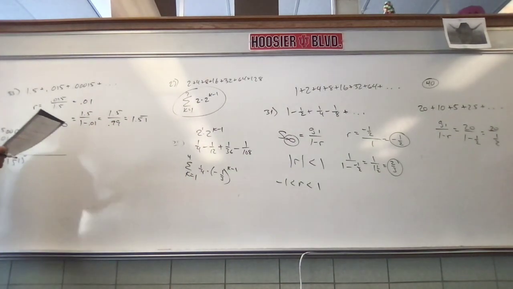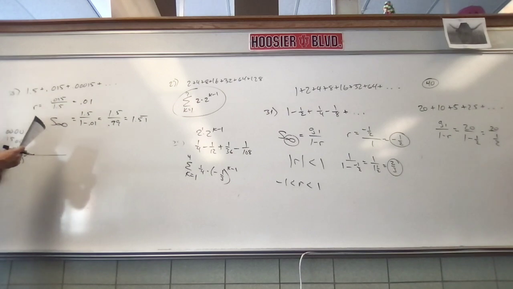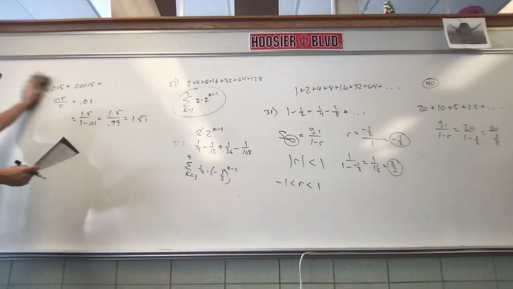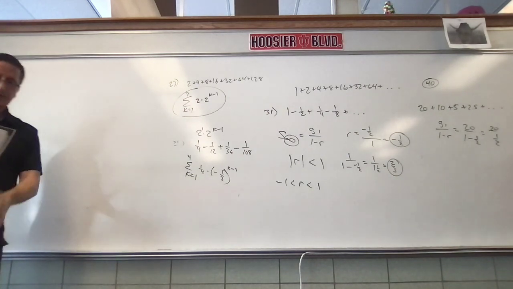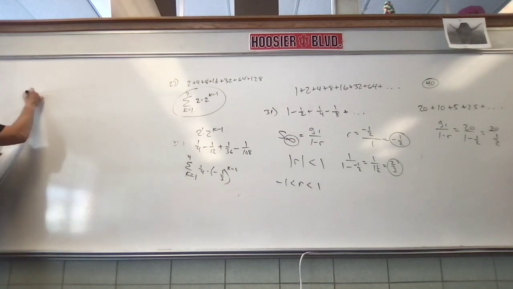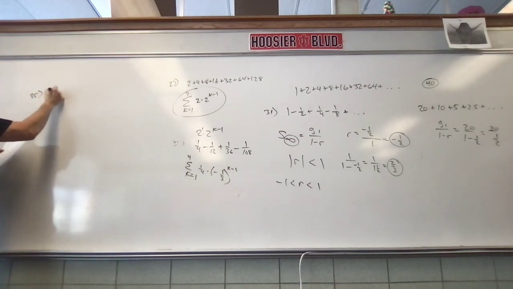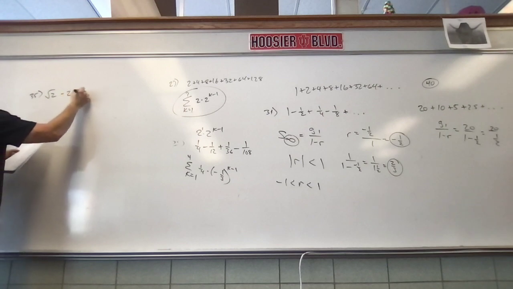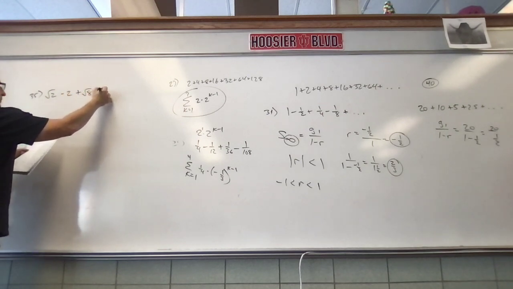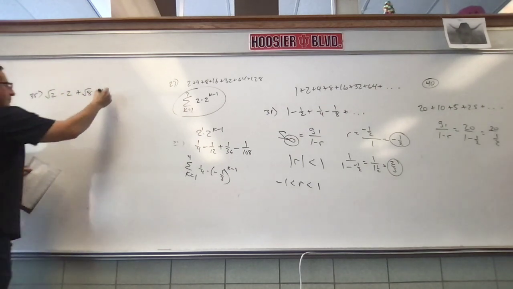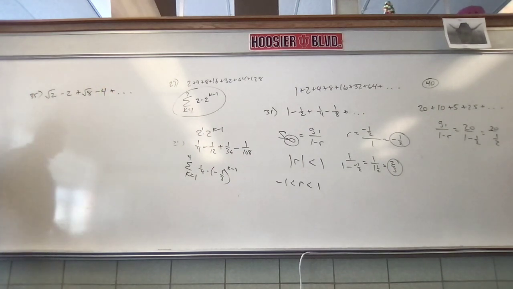Okay, 2 more, I think. Yep, 2 more. You'll see why here in a second. Okay, 35. Went from radical 2 minus 2 plus radical 8 minus 4. Okay, plus.